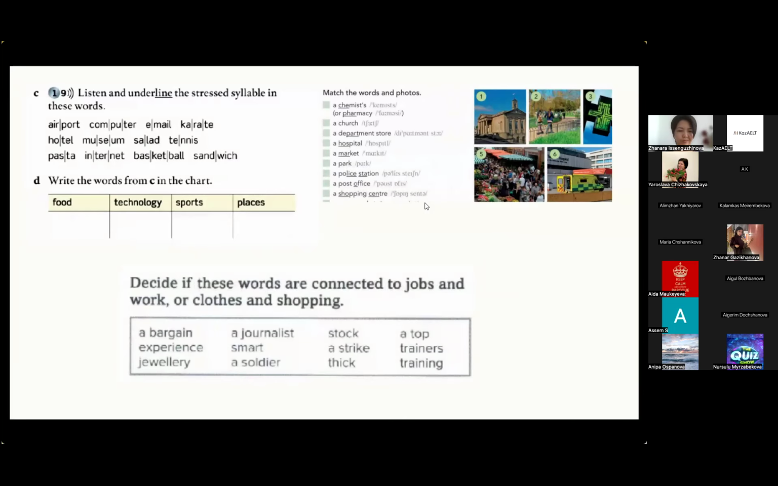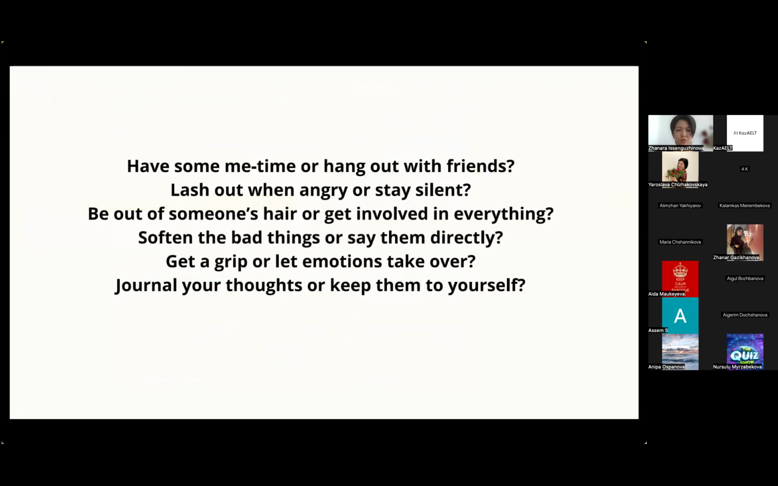Or for example, I always do it with my students. Whenever we've got this target vocabulary, as a warming up activity, I always make some different questions. For example, would you rather do this or that? So we've got this vocabulary: have some me time or hang out with friends, lash out, stay silent, be out of someone's hair, get involved in everything here. You can do it as a warming up activity. You have this emergent or target vocabulary and make questions. First of all, don't make them use the words right away. First of all, just let them read the words, hear the words, actually look at them.